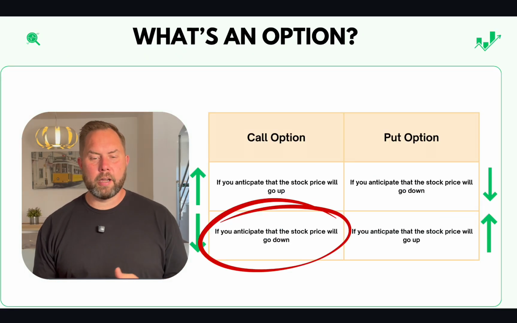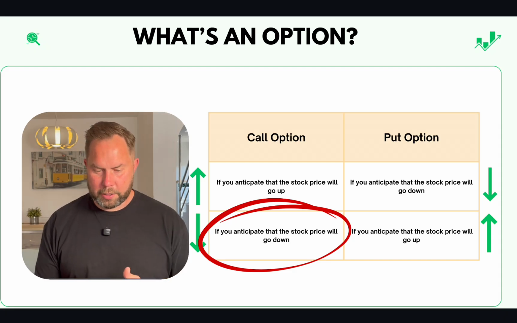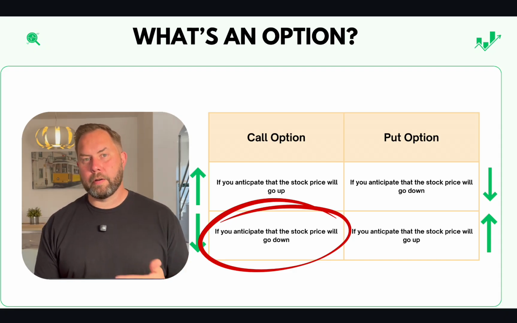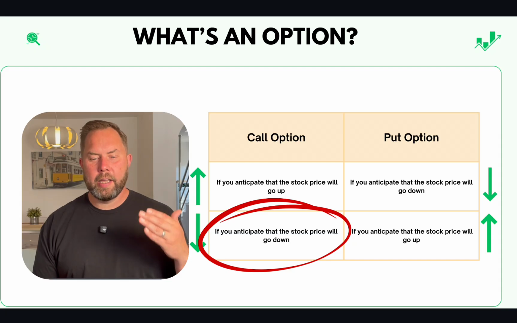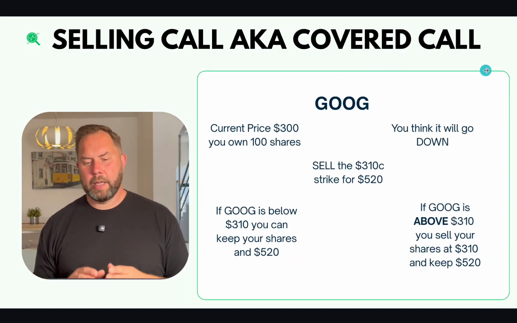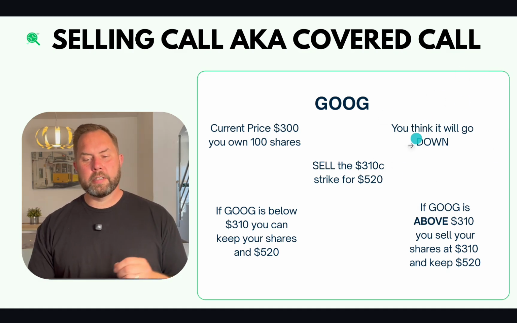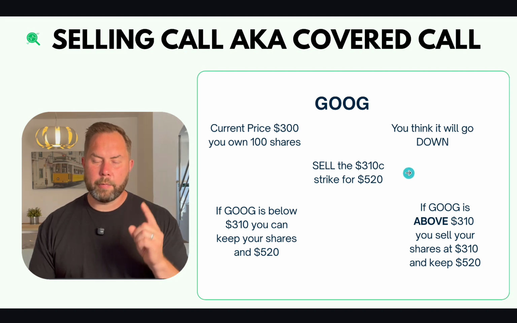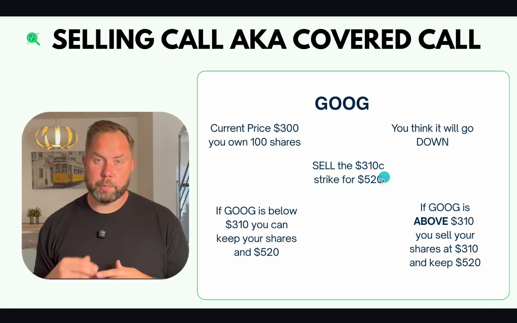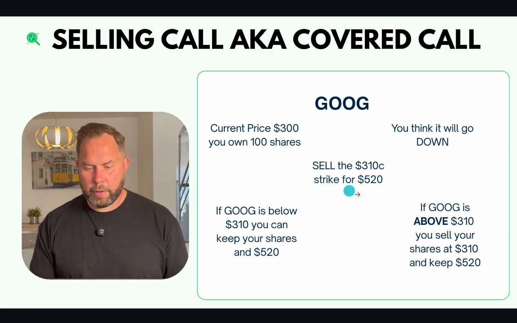Now, let's talk about selling an option. When you sell a call option, you're anticipating the price is going to go down and you need to own 100 shares. And this is called a covered call. So, sticking with our Google example, it's at 300 and you own 100 shares. You think that the price is going to go down. So, you could sell the 310 call and you're going to make $520. Someone's paying you immediately because you're selling the option.